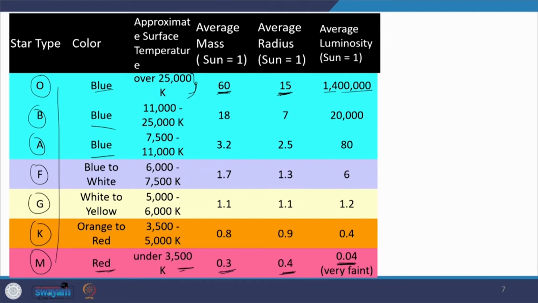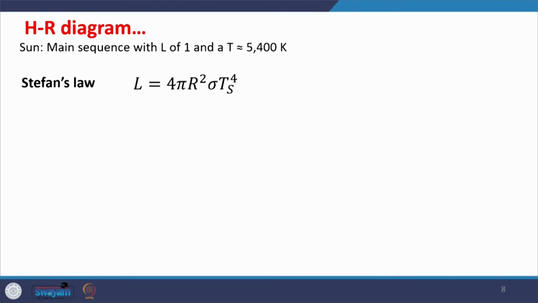How is this HR diagram going to be useful for us? Let me give you some calculations. Take a main sequence star with luminosity of 1 and a temperature of 5400 K, that is the sun. The sun has a luminosity of 1, we can consider, and its temperature is 5400 Kelvin. We have to have some reference, right. And assuming black body radiation, Stefan's law tells us the luminosity is proportional to the 4th power of the temperature. This plays an important role in understanding the construction of the stars.